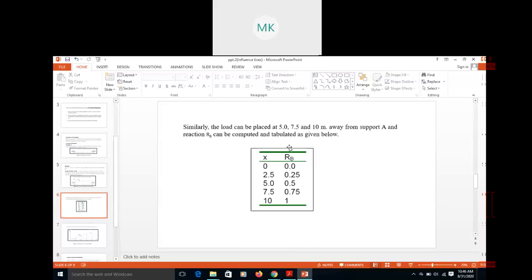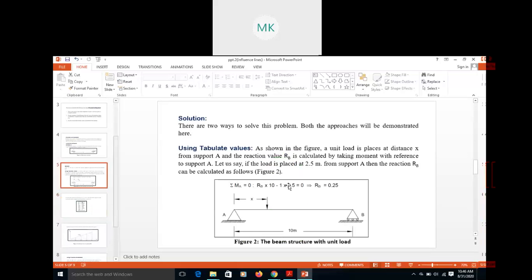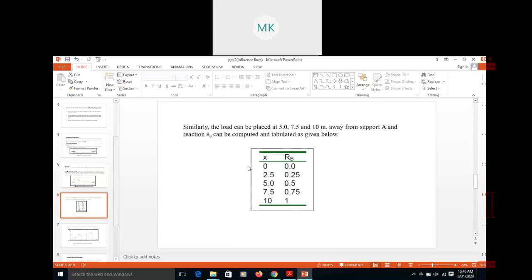Next, here you see how we need to form the table. Similarly, the load can be placed at 5 meter, 7.5 meter and 10 meter away from support A, and reaction RB can be computed and tabulated as given below. So simply follow this calculation of RB, taking moment about A. First we consider that the load is at a distance of 2.5 meter. Again, you put that load at 5 meter, 7.5 meter and similarly up to 10 meter. By simply doing that, you calculate these values. Okay, RB.